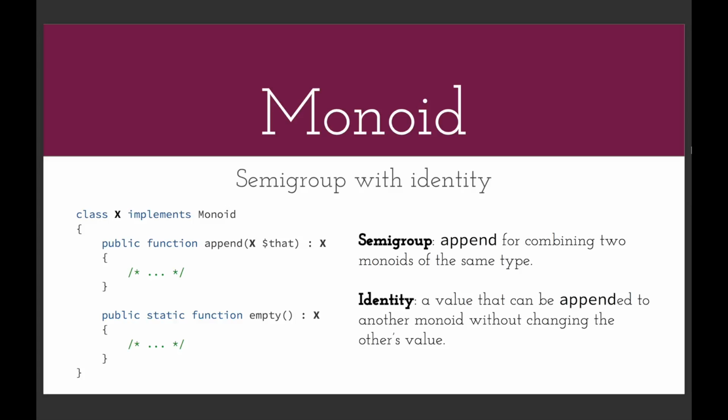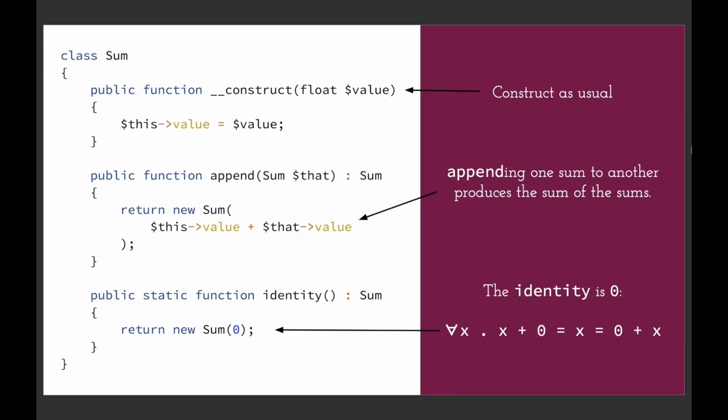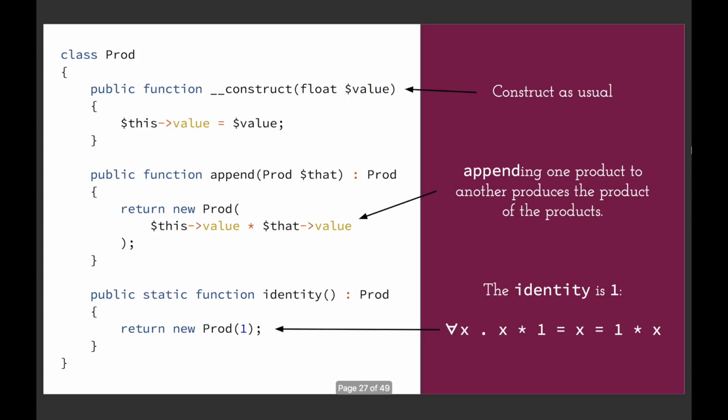If you've got two things of the same type, you can append them and get another one. An identity is a thing where when you append it, it makes no difference to what you appended to. So because that's really confusing, take something like the sum monoid. Appending two sums actually takes the values out, adds them together, puts it back in a sum, right? It's the sum of sums. And the identity for sum is 0. 0 plus anything is the anything. It has no effect. Similarly, the product monoid would do the same, but multiplying the values. And of course, 1 times anything is the anything. So 1 becomes your identity.